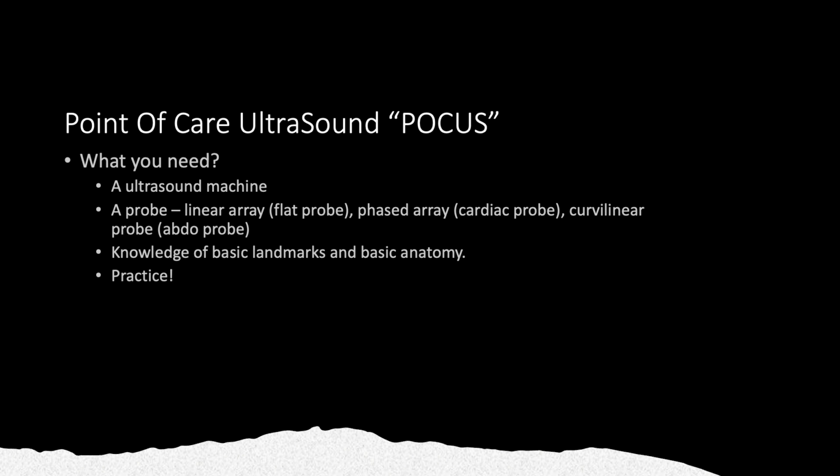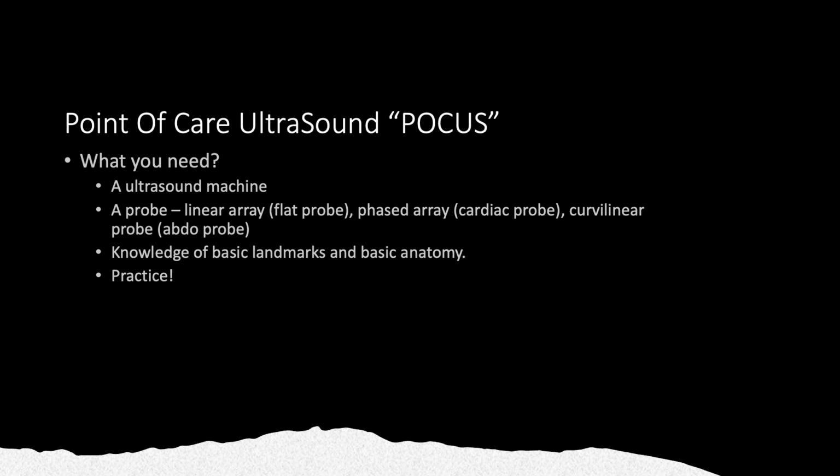So to perform a point of care ultrasound, you need to have an ultrasound machine. There are different probes that you'll come across, and there's usually 3 basic probes: your linear array probe, which is the flat one; a phased array, which is the cardiac probe; and the curvilinear probe, which is usually used in FAST scans and abdominal scans.